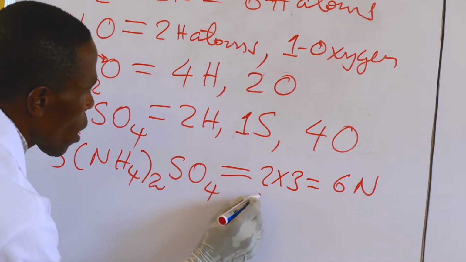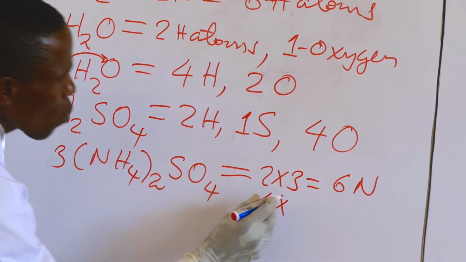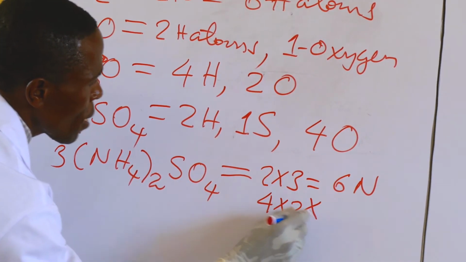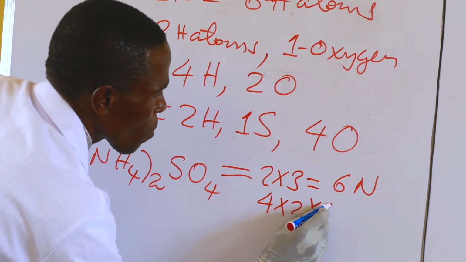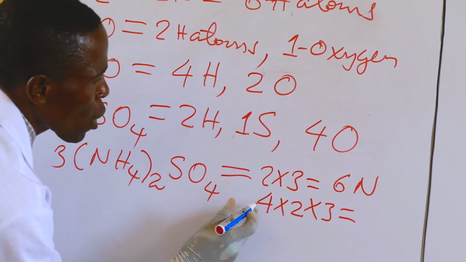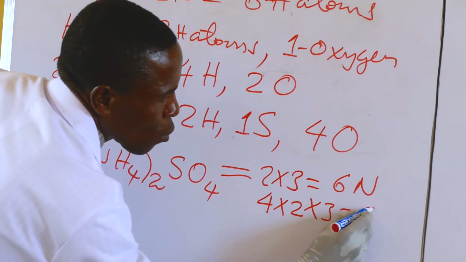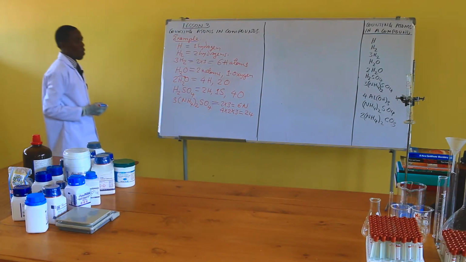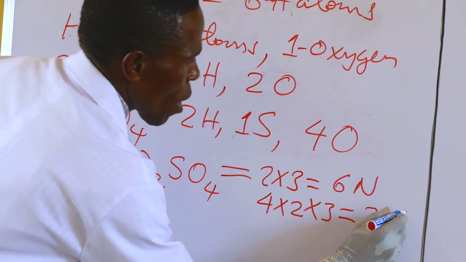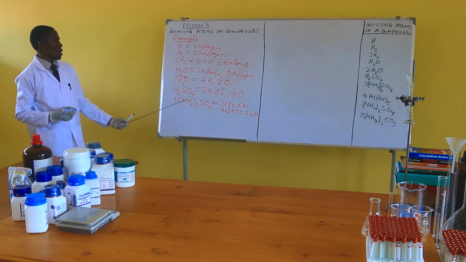Now hydrogen is 4 hydrogen atoms times 2, then times 3. So we have a total of how many? That is this one times this one. That makes 8. 8 times 3, that is 24 hydrogen atoms. But then let us move to sulfur.